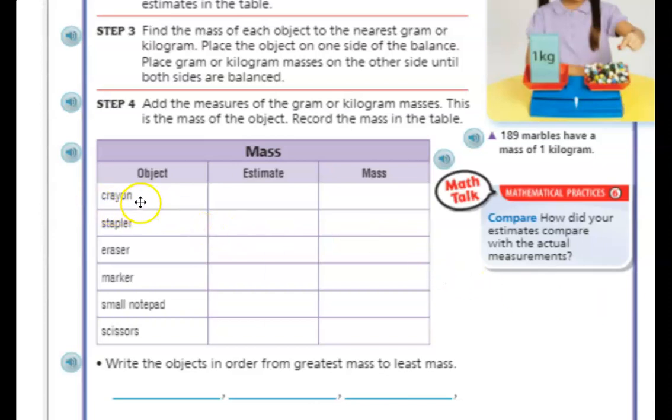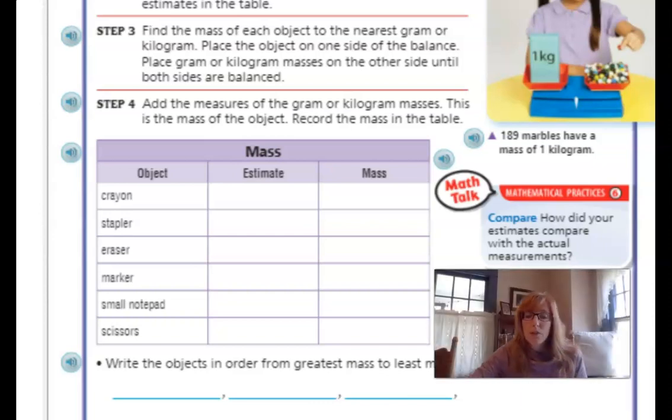So crayon. Pretend like you put a crayon in your hand. Did you have to use any muscle? No, you didn't. So that would be a gram. A stapler. Is a stapler going to use some muscle to pick up? Not much, but you might say that that's a kilogram. Like 1,000 paper clips. It probably weighs 1,000 paper clips.